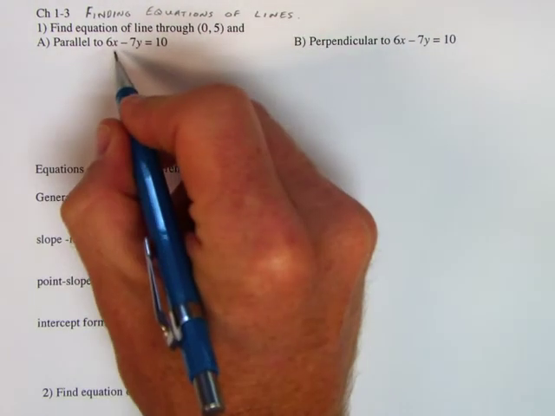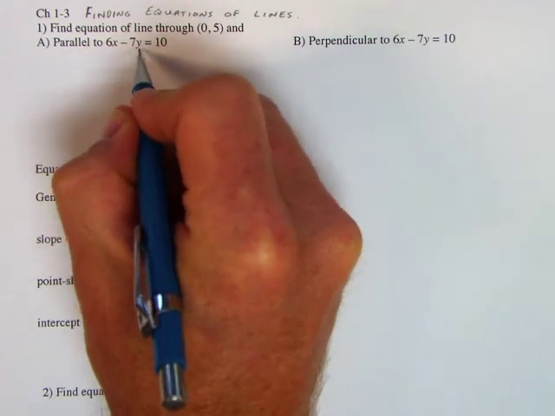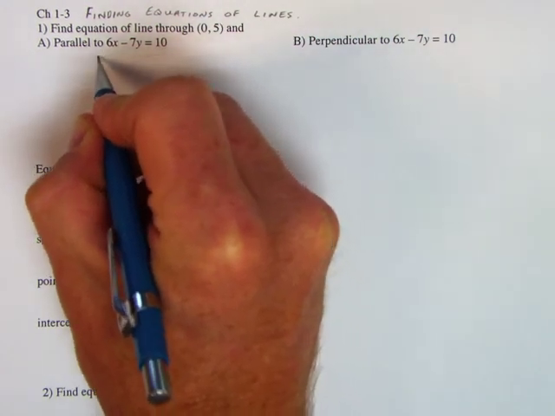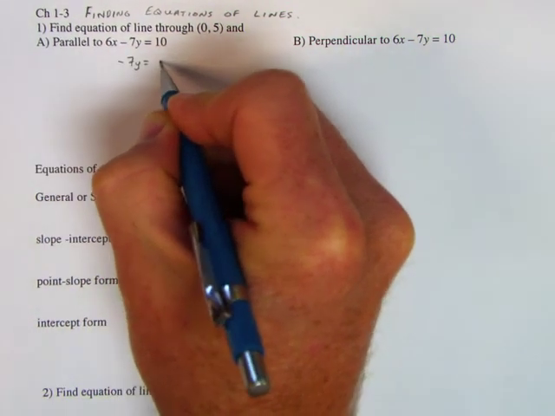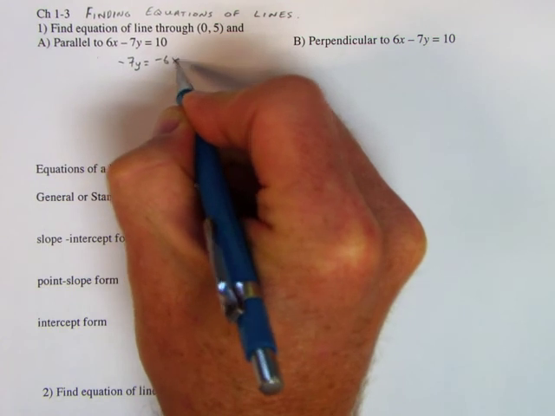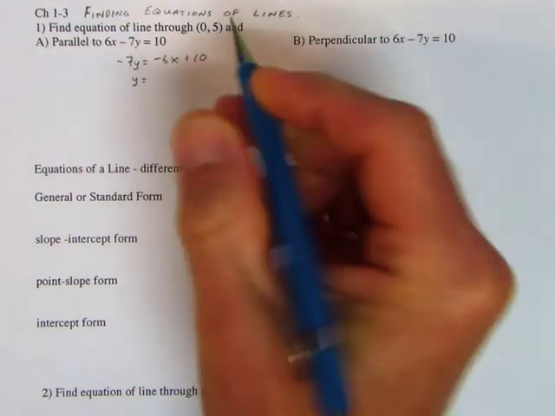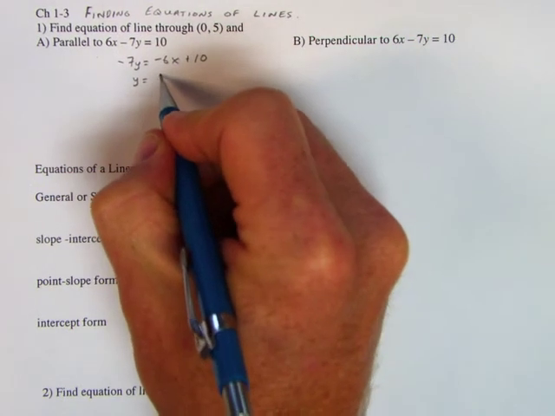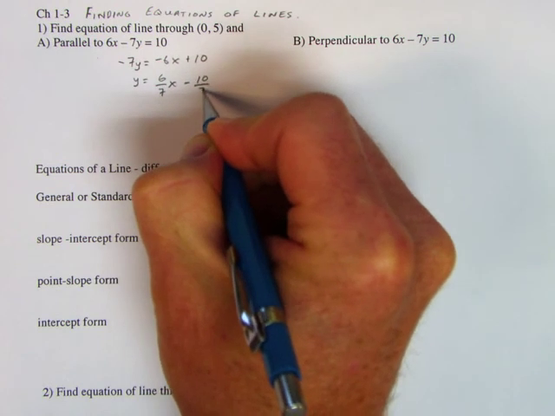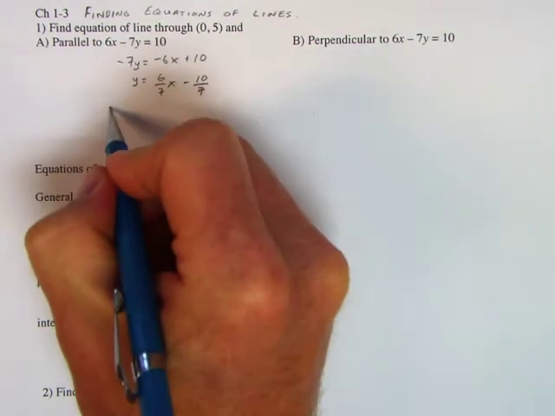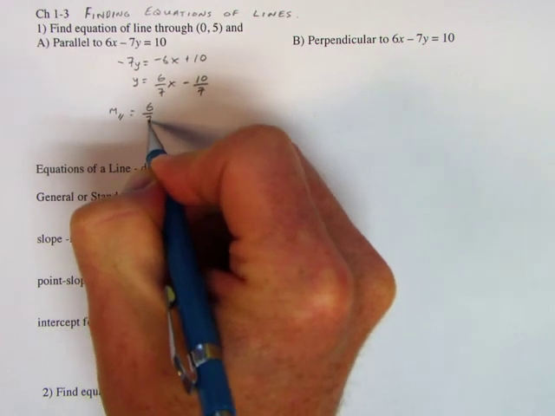So how do we find the slope of this line? We'll take 6x minus 7y and solve it for y. We'll put it into y equals mx plus b form. Subtract 6x. Negative 7y equals negative 6x plus 10. Divide by negative 7. So we'll have 6 over 7 x minus 10 over 7. So now we know the parallel slopes are the same, it will be 6/7.